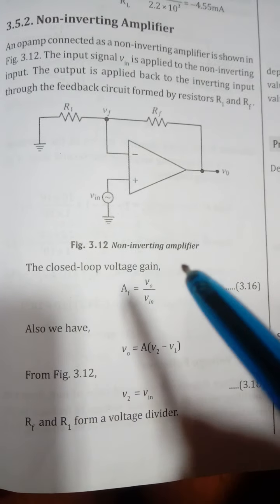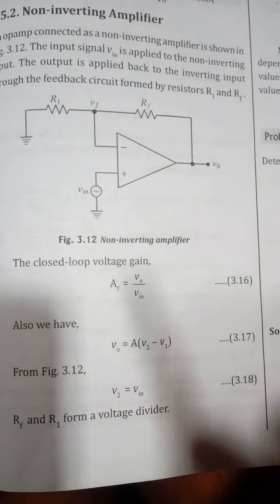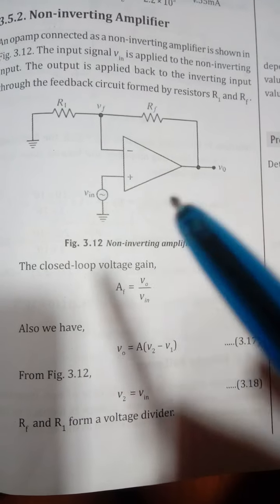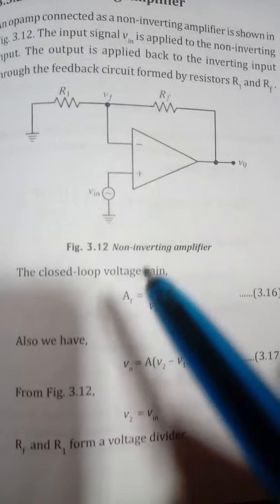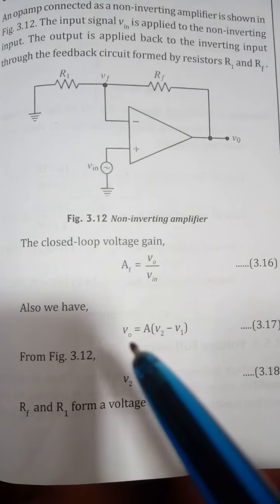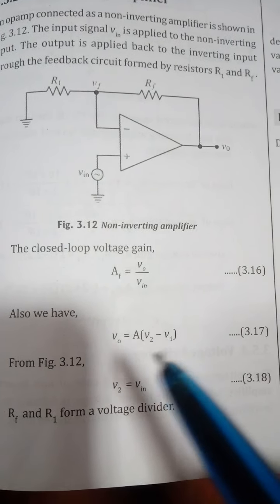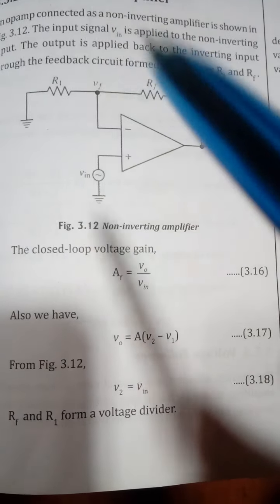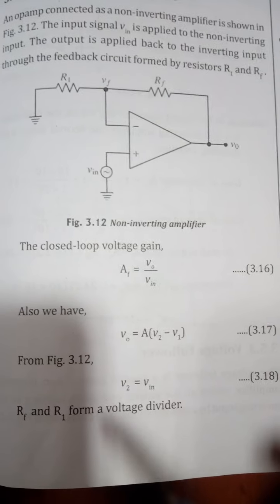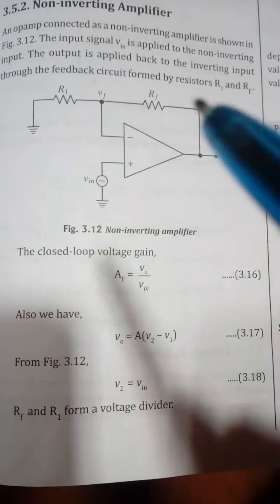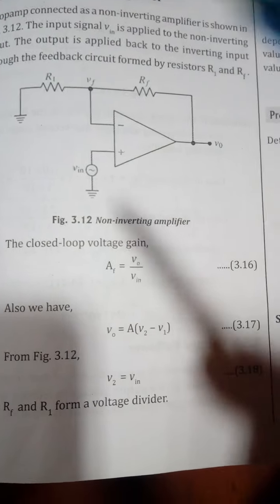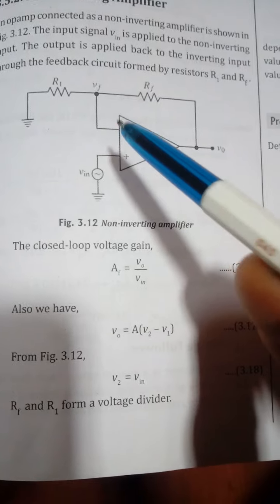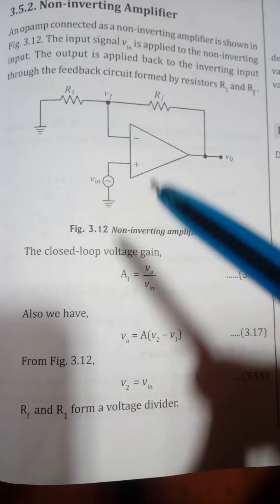So the closed loop voltage gain AF is equal to V0 by Vin. The gain is always output by input for any amplifier, so that is V0 by Vin. Also we have V0 is equal to A into (V2 minus V1). Okay, applying the KVL. Next, from this figure, because this is V1 and this is V2, V2 is equal to Vin.